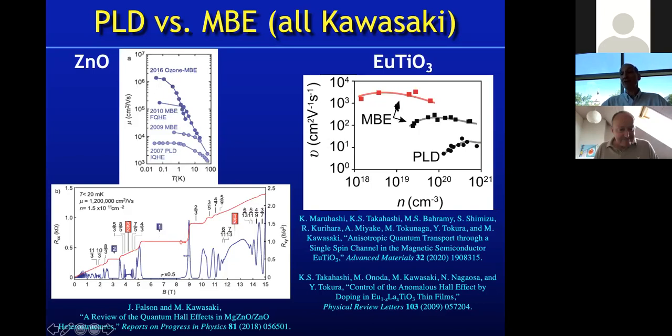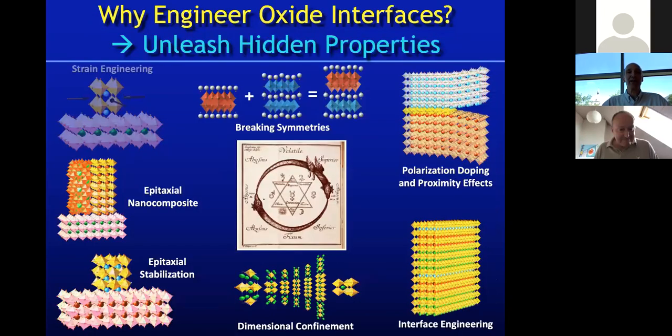On the right-hand side are also results. These results are about a month old, a recent publication from Kawasaki's group, again using MBE of europium titanate and doping it and comparing it to the best that they could achieve by PLD. Again, showing that there are many of the materials that we're interested in that are very sensitive to defects, and you have to always think about the synthesis that's involved. It's not enough to have a single crystal. Single crystals can have defects in them. Okay, so with that long answer to a question that came up last time, let me resume my lecture.